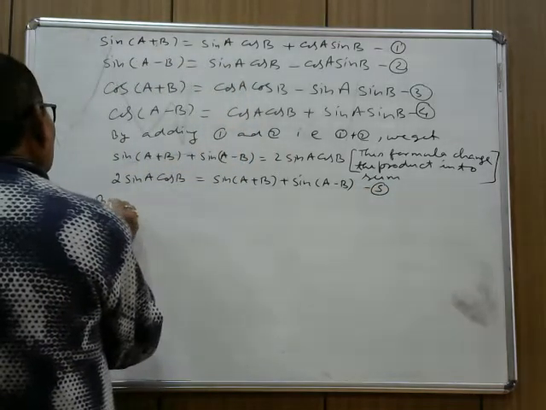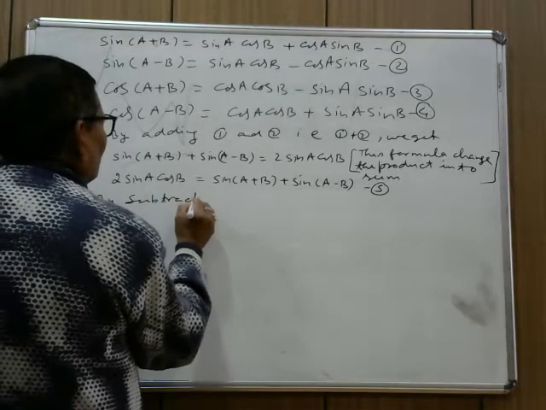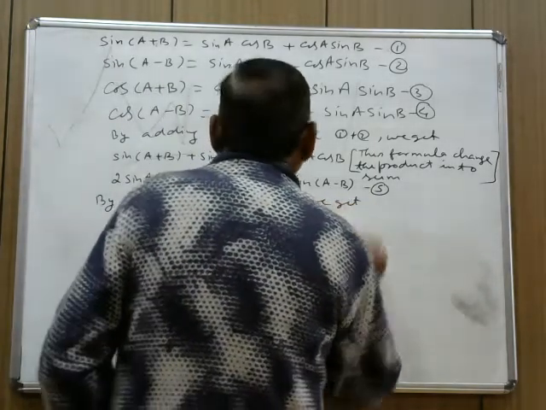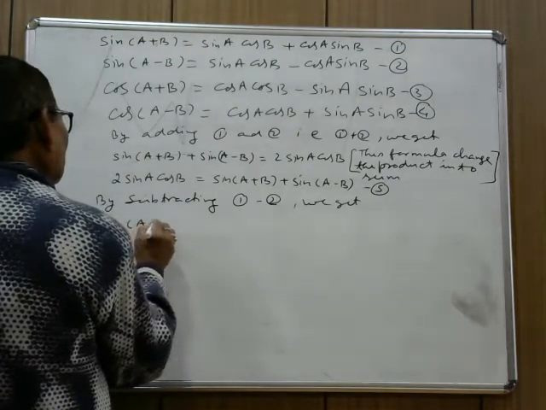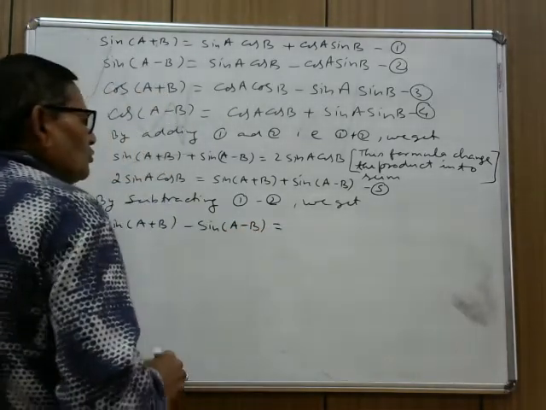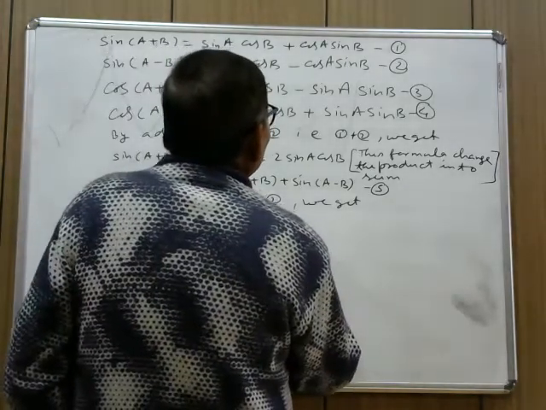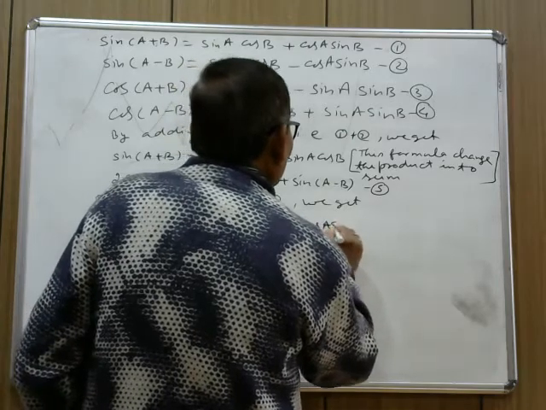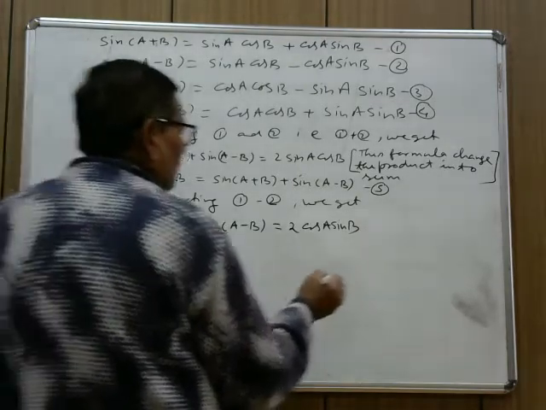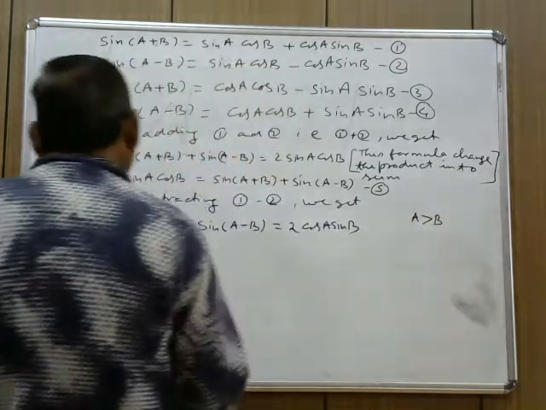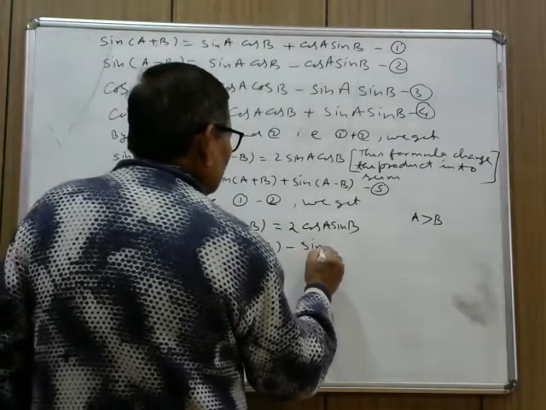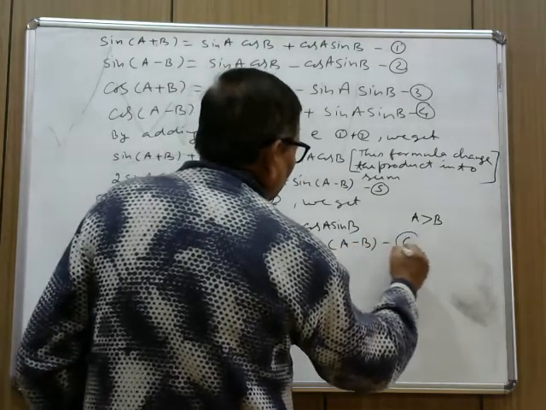Now, by subtracting 1 minus 2, we get sin A plus B minus sin A minus B, that is equal to 2 cos A sin B. This can be written as 2 cos A sin B. In all the cases, A is greater than B. 2 cos A sin B is equal to sin of A plus B minus sin A minus B. This is 6.